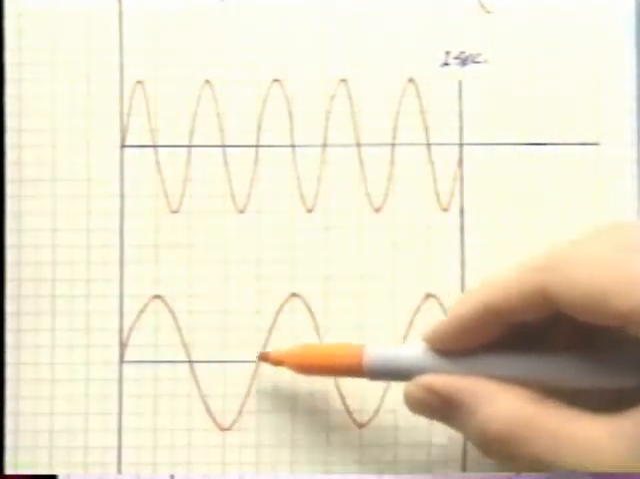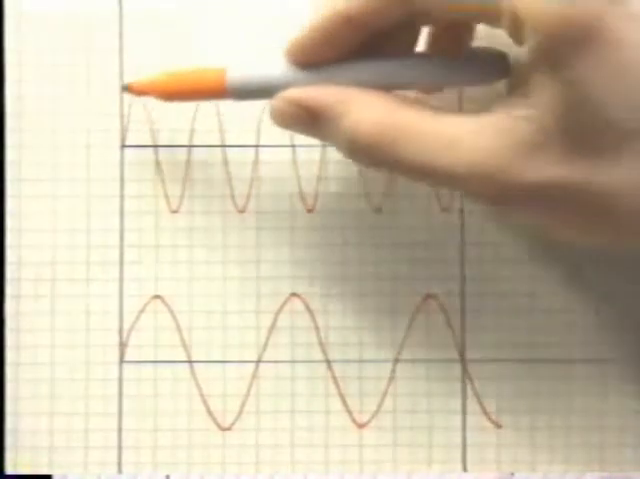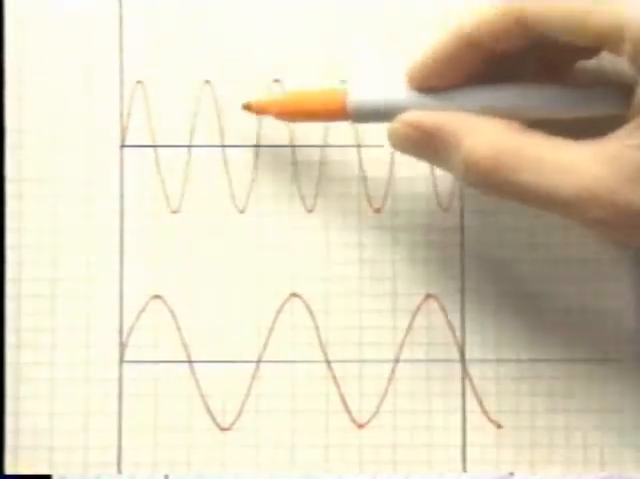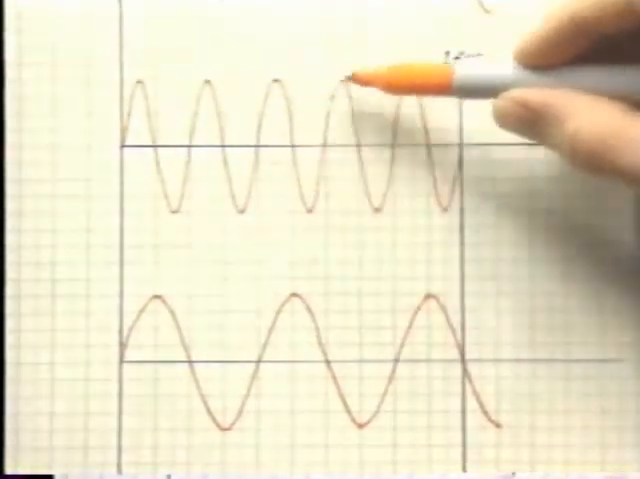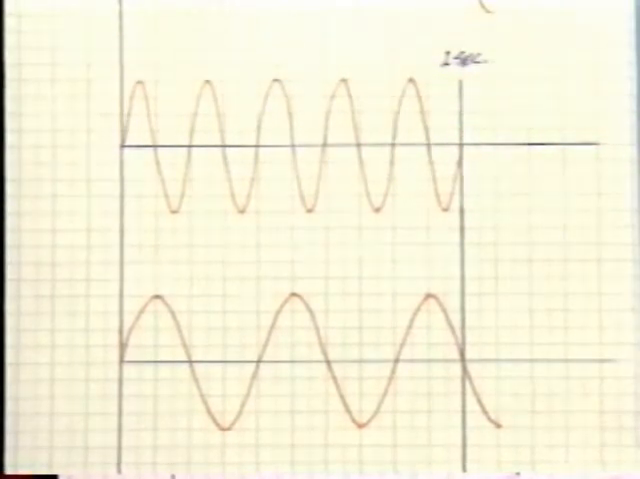The lower the frequency of a sine wave, the less slope it will have. The reverse is also true. The higher the frequency, the more slope it will have. So you can see that there is a direct relationship between the rate of change and frequency.